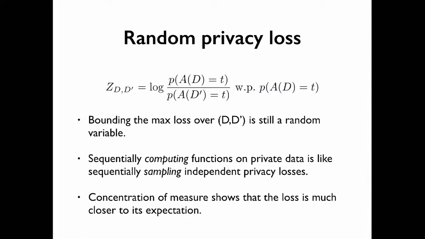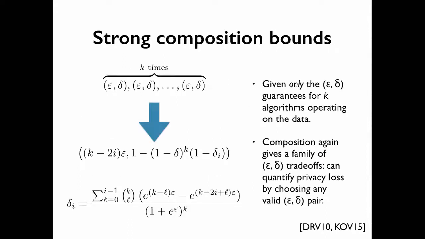My actual privacy loss that I experience is going to be related to the IID sampling of this random variable that depends on the data set. And so we can then use concentration of measure arguments to show that the loss is actually significantly closer to its expectation. That's one way of trying to improve the total epsilon delta privacy guarantees you can get. And this goes under the rubric of strong composition bounds.